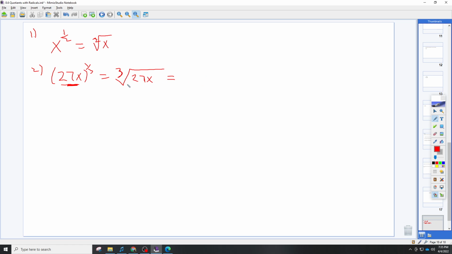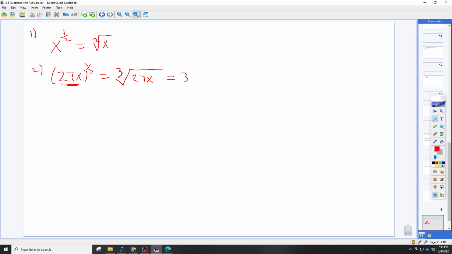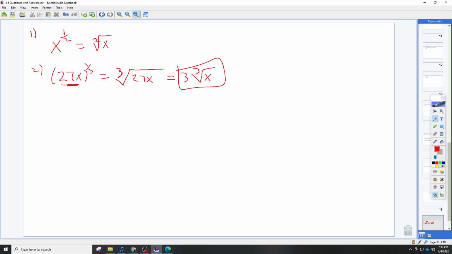Of course, you could also then simplify this a little further and actually do the cube root of 27, which is 3. And then we have the cube root of x, but you can't do anything with that at all. So the answer to that would be 3 times the cube root of x. So that would take us up. So we're going to go from the left to the right, and then go straight up. That's our answer here. Then we have 7x to the 2/3. So this is our third problem.